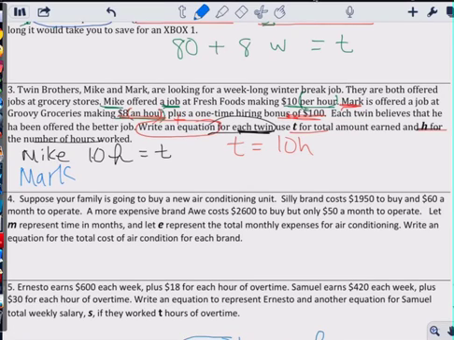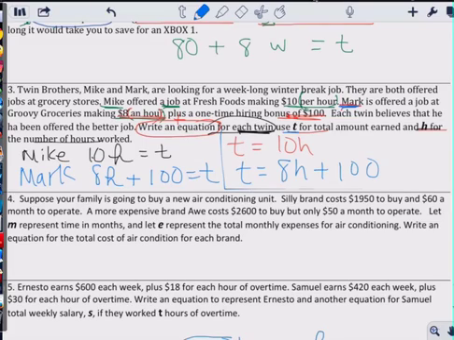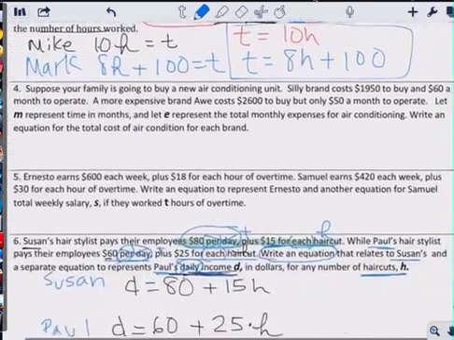Okay, Mark, let's see, here it goes. Mark is offered a job at the Groovy Grocery making $8 an hour. 8 times the number of hours, so that's 8H, plus a one-time hiring bonus of $100. Okay, we make it equal to T, or we can write T equals 8H plus 100. Okay? These are the two equations for the twins.